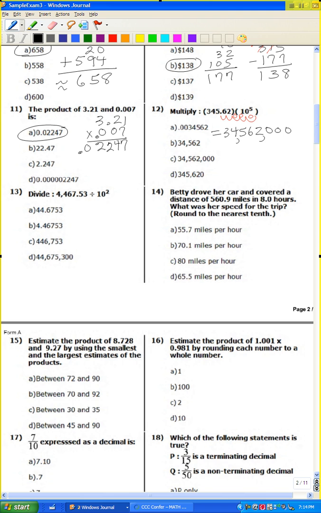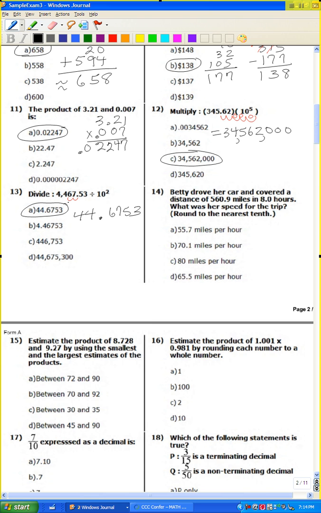34,562,000. So that's C. Let me do problem number 13. 4,467.53 divided by 10 squared. So let's move my decimal 2 places. And so you get 44.6753.